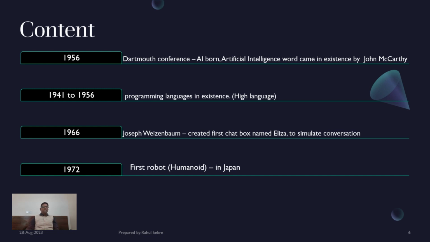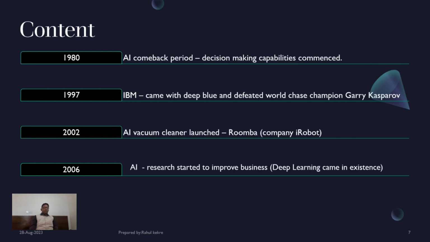That's great. Okay, then what happened in 1972? Well, that's interesting. In 1972, the first humanoid robot, which looks like a robot, was developed in Japan. So slowly we are progressing now. Okay guys, now we have reached 1980. So what happened in 1980? AI came back, period. Decision making capabilities commenced.